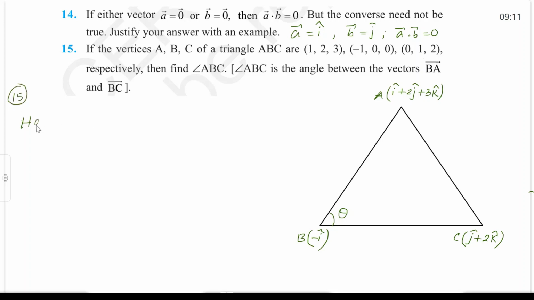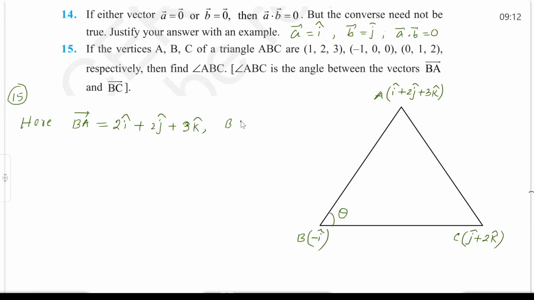Here BA bar is equal to the position vector of A minus the position vector of B. This is reverse order: position vector of A minus position vector of B. The position vector of A is this and B is this. So this part minus this part gives minus minus plus i, which is 2i cap, then plus 2j cap, then plus 3k cap. This is BA bar.